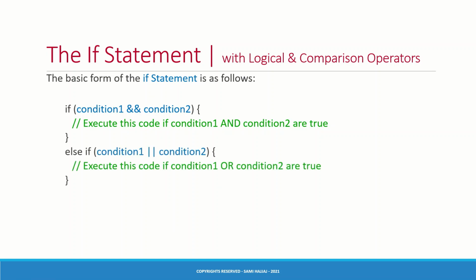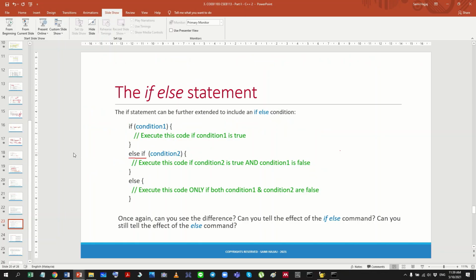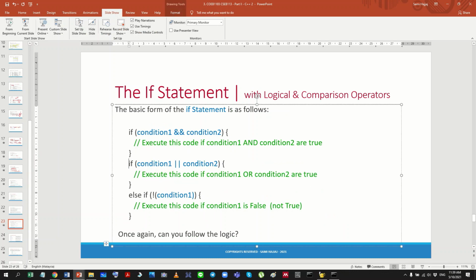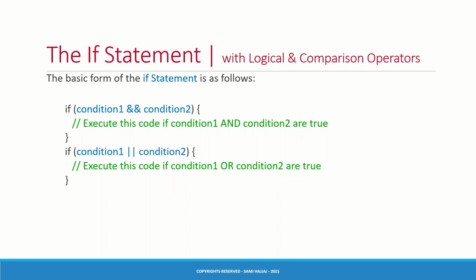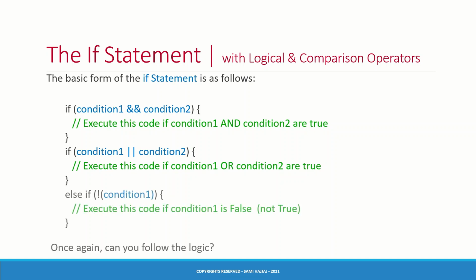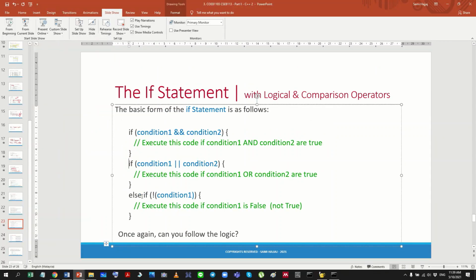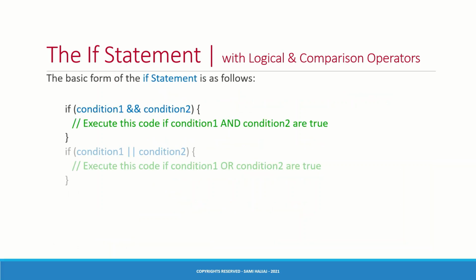Now, if you want to check if either one is true, whether it's condition 1 or condition 2, one of them is true, doesn't matter which one, then you can use the OR operator. And I don't want to put an else here because that further complicates things. So essentially, you can check for both conditions, you can check for either condition, and also you can check for the opposite of the condition. This is the not operator.